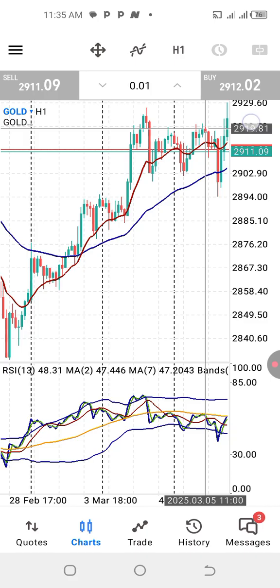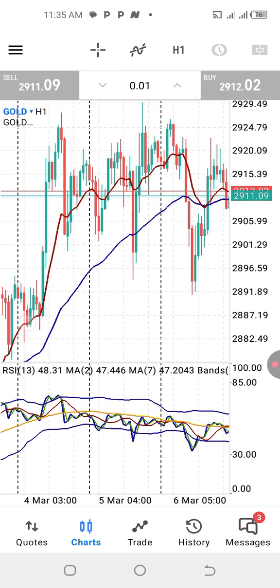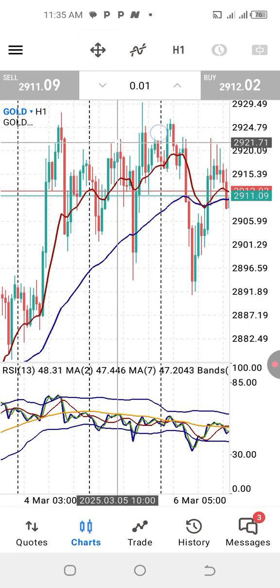Are you seeing? All this was profit. Look at that. Let me show you another one. So this trade, our exit was right here. We wait for another signal.